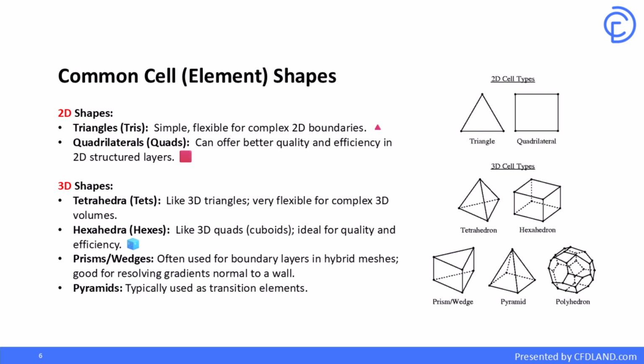Then we have prisms, which are also sometimes called wedges. These are really important. They often have a triangular base and are extruded up, or they can have a quadrilateral base that tapers. You'll see these used all the time for creating those crucial boundary layers in hybrid meshes. They are excellent for capturing gradients or rapid changes that happen perpendicular to a wall. And finally, pyramids. These typically have a square base that tapers to a point, and they play a vital role as transition elements. Imagine you have a layer of hex cells and you want to switch to tet cells. Pyramids help make that connection smooth. So those are your main players. Knowing these shapes and what they're good for is another big step toward becoming a mesh expert.